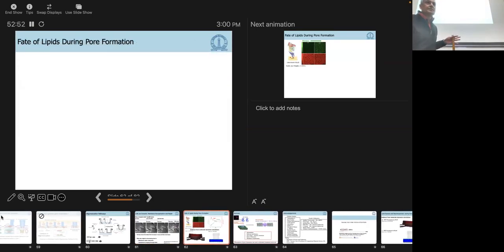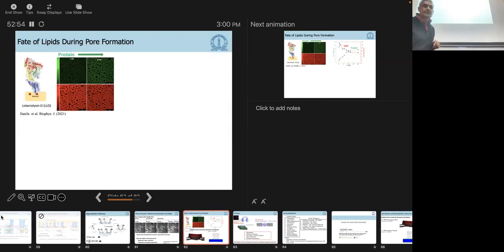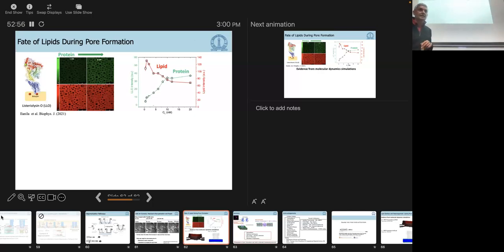So what is the fate of lipids during pore formation? That is the question that we ask. And these are, again, some experiments done with my colleague Joydeep and our student Ila, who recently graduated. So again, these are done with listerolysin, which is a cholesterol-dependent cytolysin. And these form pores with different sizes. So these are, again, fluorescence images.